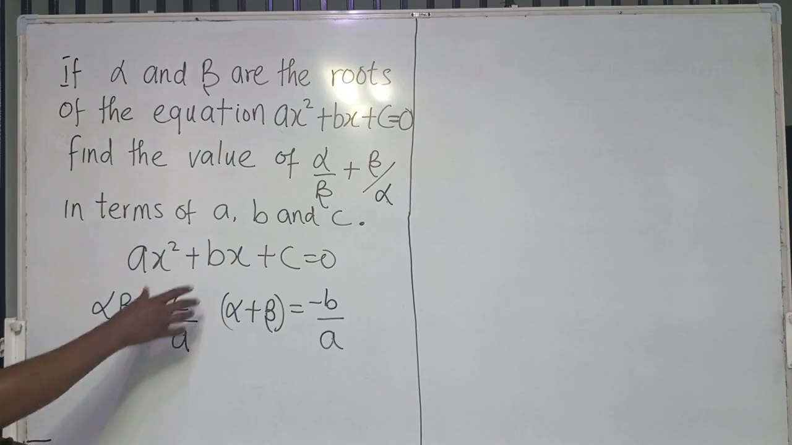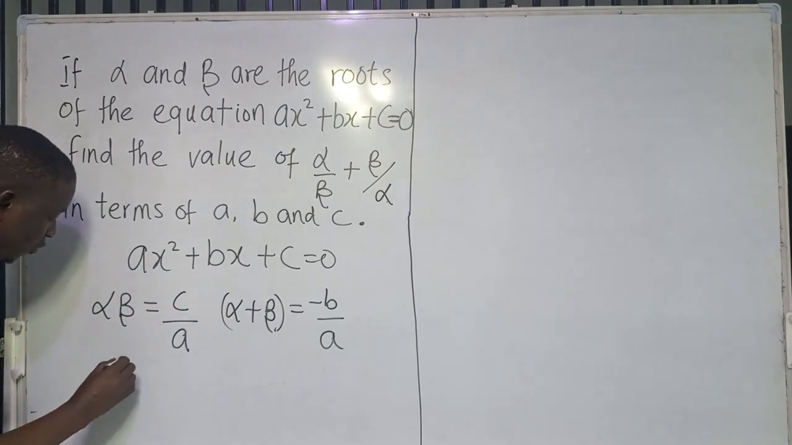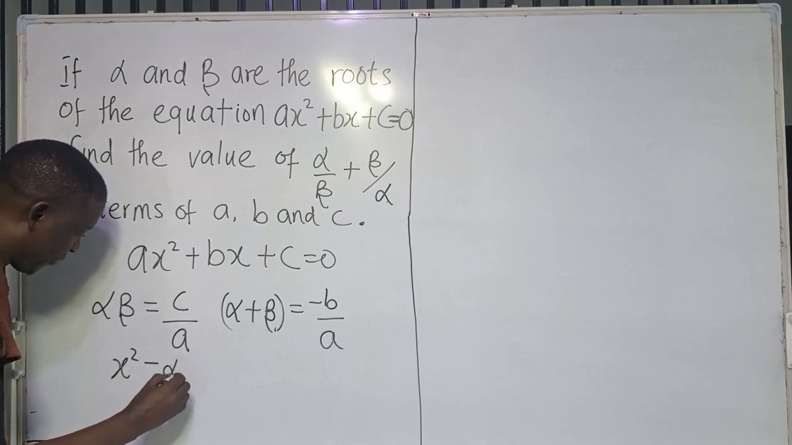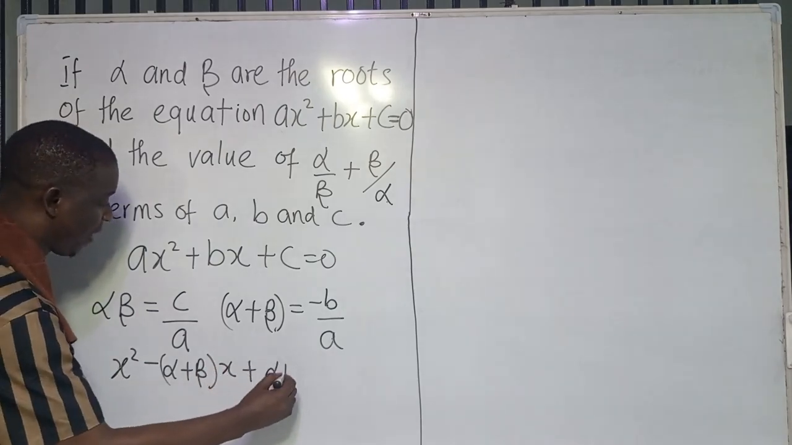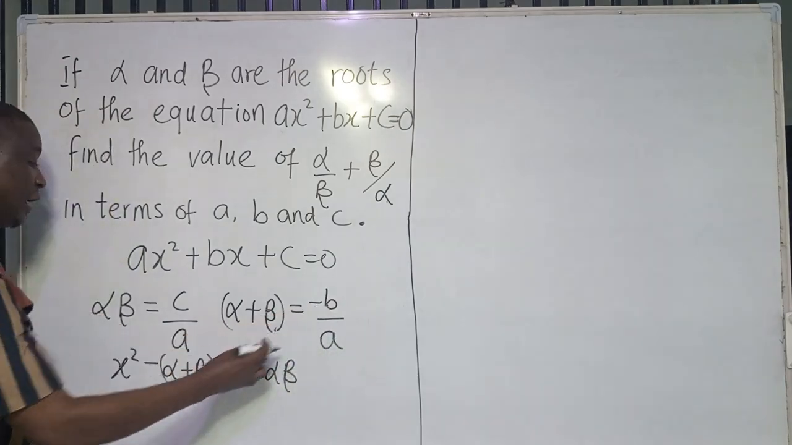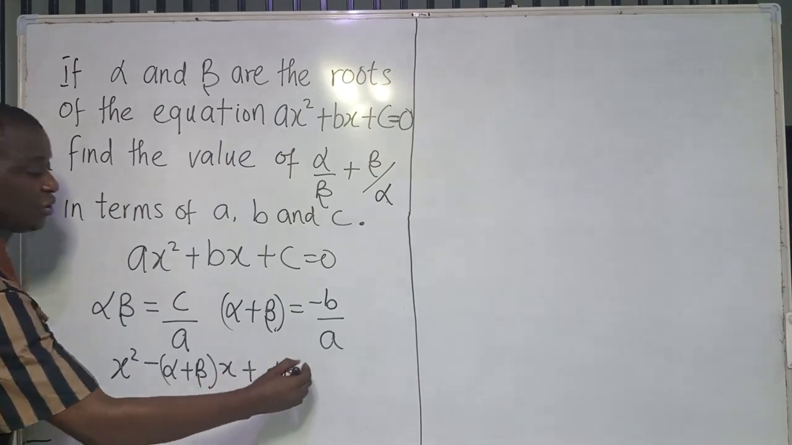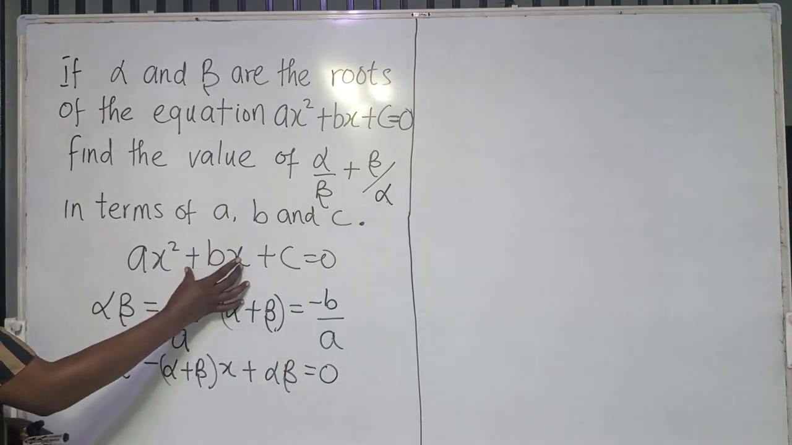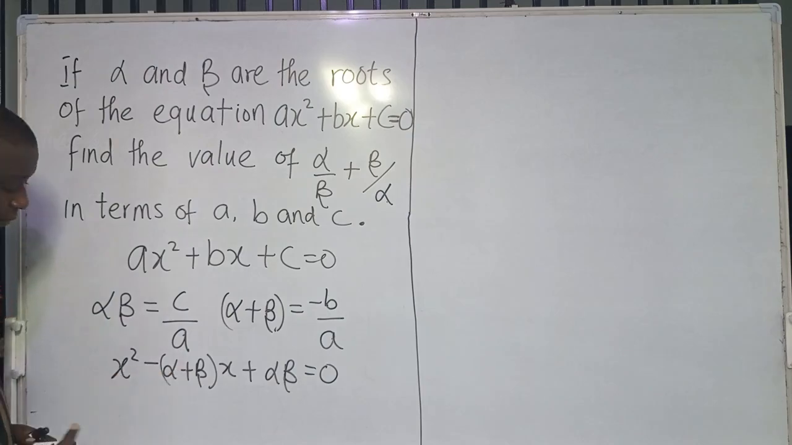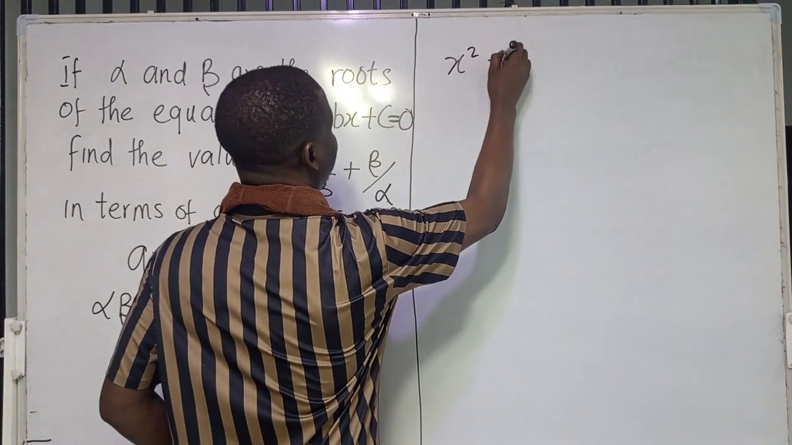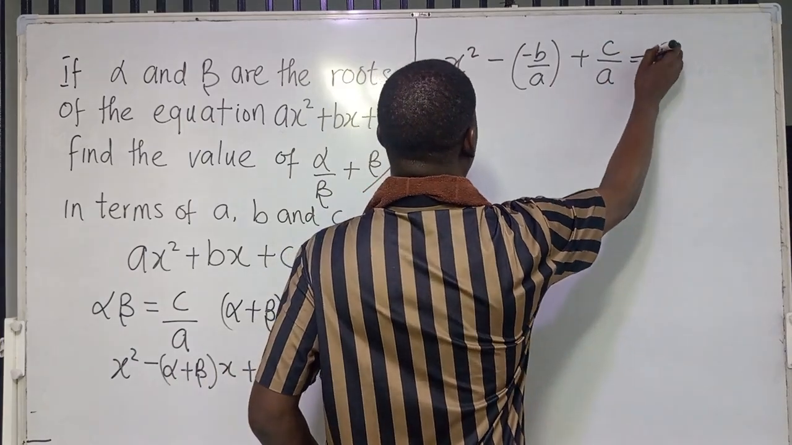If you want to replace this formula in terms of these, it can be written as x squared minus (alpha plus beta) x plus alpha beta, which equals 0. If you substitute these values, you end up with this equation back. Substituting into it: x squared minus (minus b over a) x plus c over a equals 0.